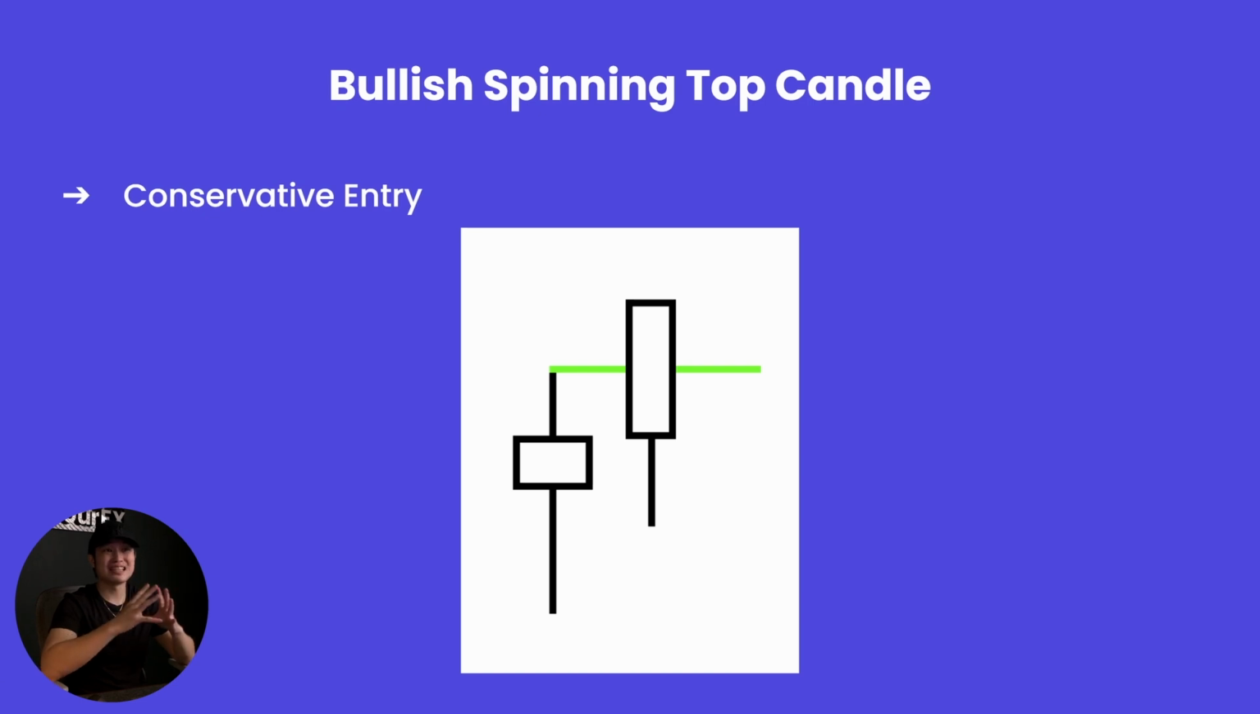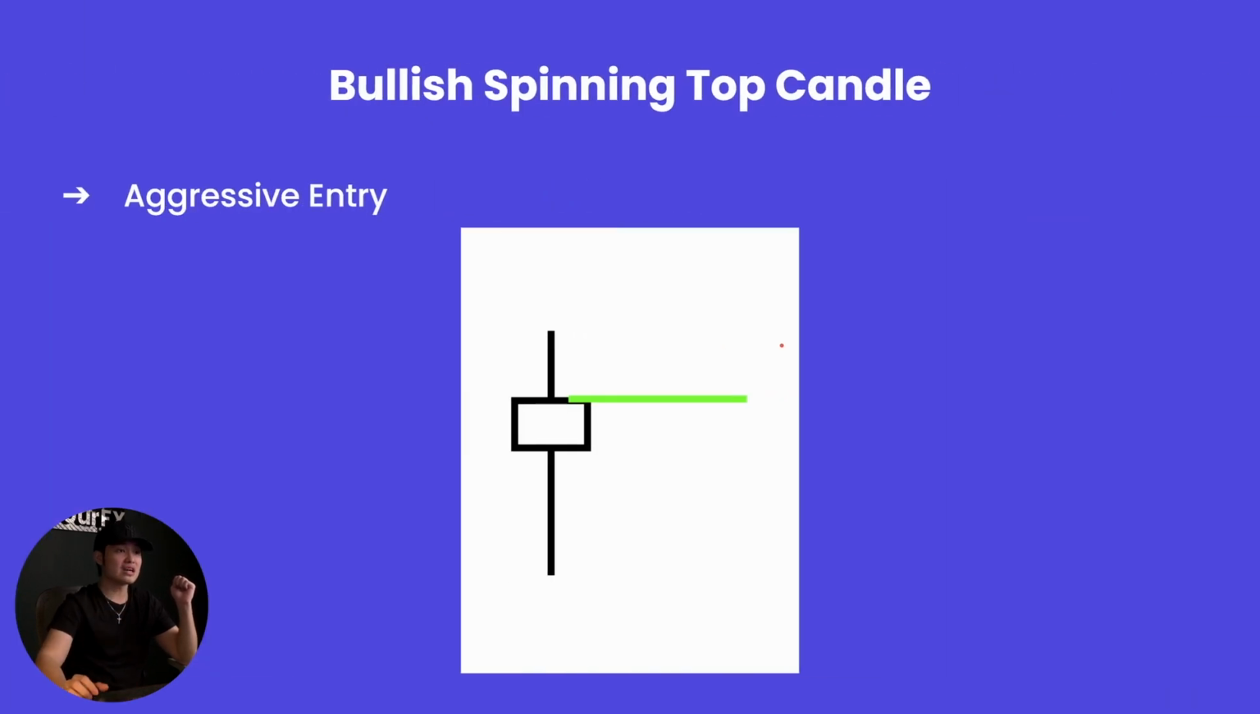Okay, the bullish spinning top candle formation. We have conservative and aggressive. Let's go to the more conservative one first. The entry point is the same as the doji candle. We want to make sure that the price breaks and closes above the high point here. Okay, but the aggressive entry is the same as with the engulfing and the harami candle.